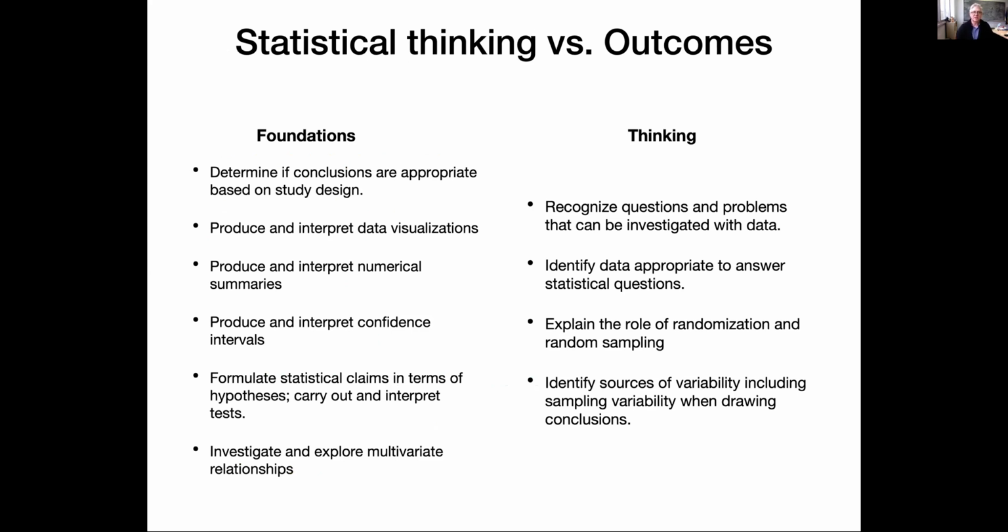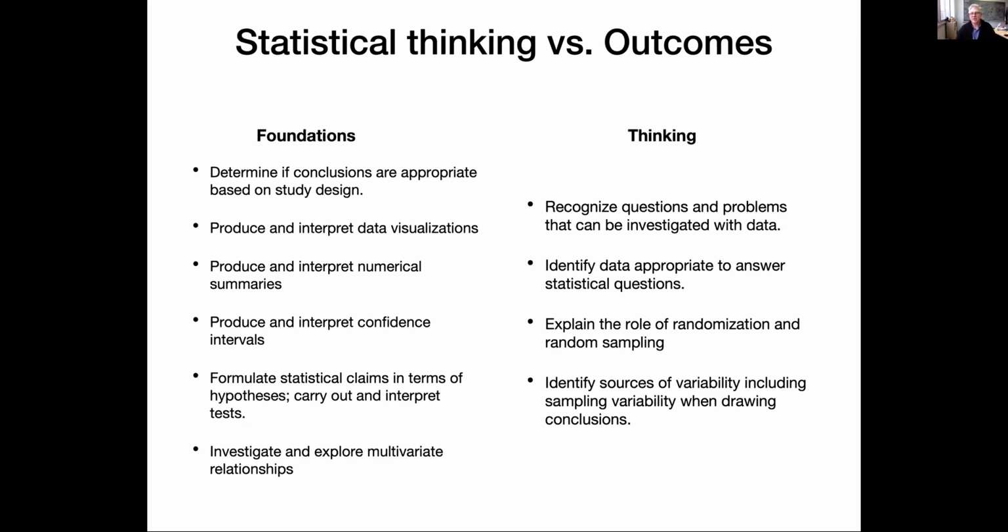So the foundation outcomes are on your left-hand side, and I said these are kind of atomic skills, but they're big atomic skills. Produce and interpret data visualizations. As we know, that's quite a task. But nonetheless, what these outcomes are saying is that is a worthwhile skill to be able to produce, perhaps at the request of someone else, and to be able then to make interpretations of a visualization or of numerical summaries, carrying out hypothesis tests using confidence intervals, and being able to investigate and explore multivariate relationships.